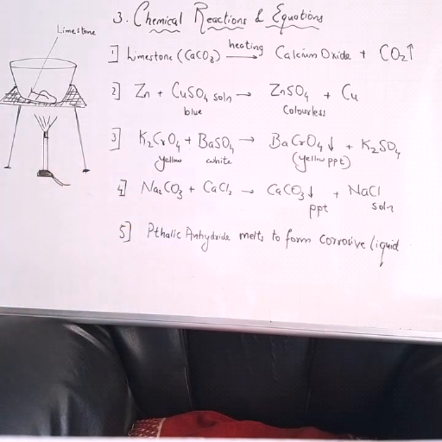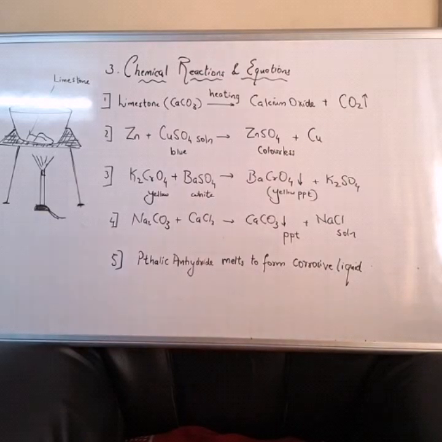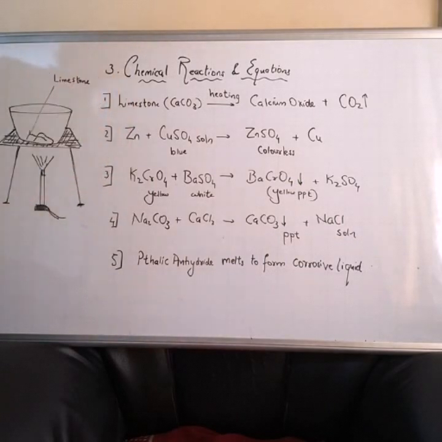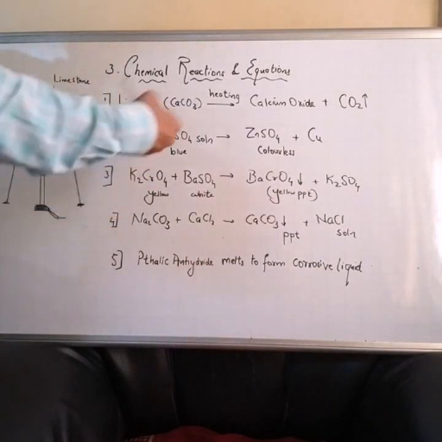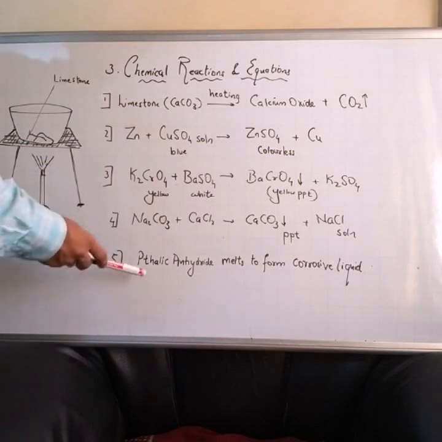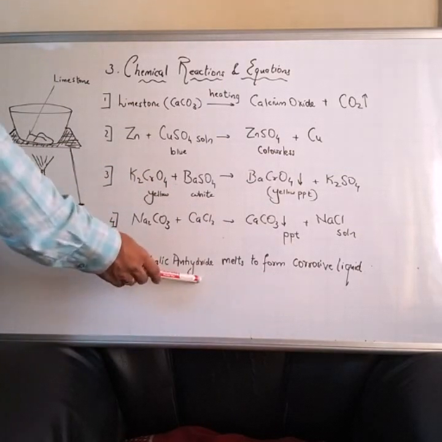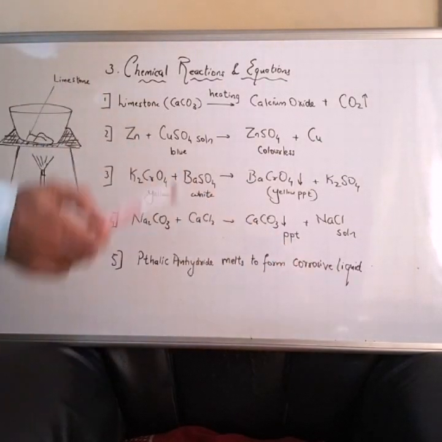Of these five equations, the first four can be considered as a chemical change, because some new substances are formed, except this phthalic anhydride, which melts. Here change of state is there, so I will write this as physical change.